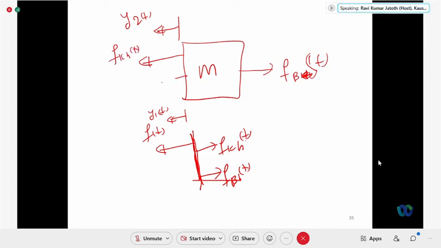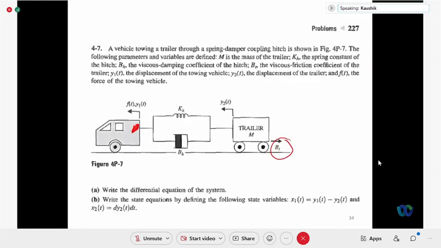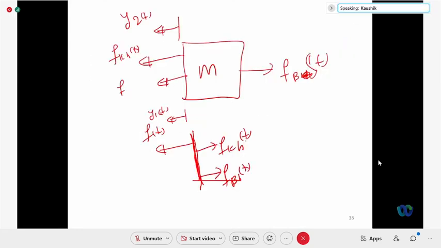Sir, where did you consider the point mass? Can you repeat that point? Here, this is my M, this is my towing vehicle. So this is y1 of t. This is FBT, this is H, the trailer. This is FBH of t. This is FKH of t, right? Now, if you write the equation here, what do you get?